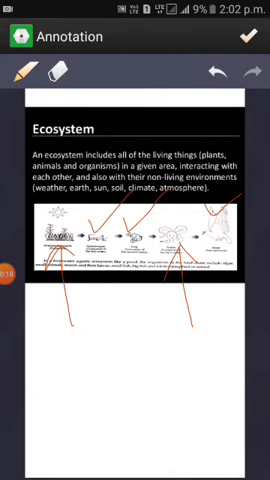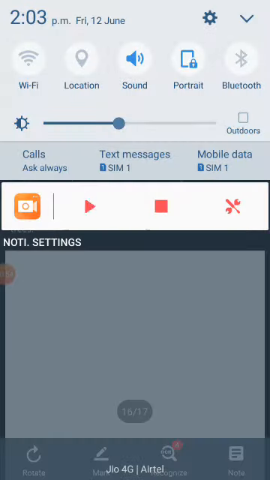This system, which is prevalent in the environment, in which one organism depends upon other organisms for its survival, is called the ecosystem. Or we can say an ecosystem includes the living things in a given area interacting with each other and with their non-living environment. We have a forest ecosystem, we have a desert ecosystem, we have a water ecosystem, etc.